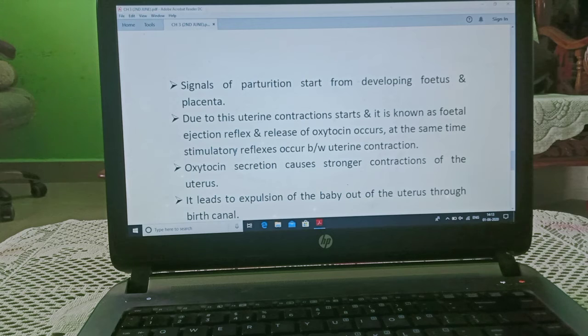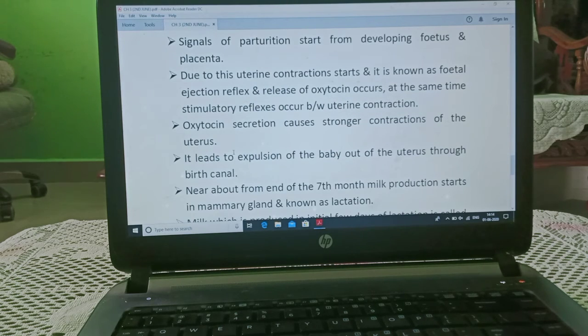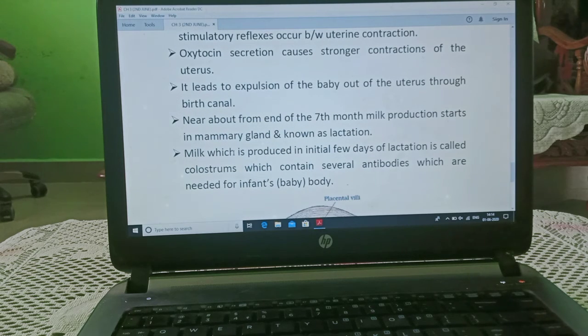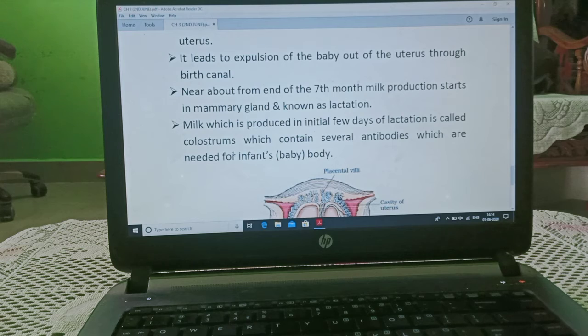At the same time, stimulatory reflexes occur between the uterine contractions also. Oxytocin secretion causes stronger contraction of the uterus. It leads to expulsion of the baby out of the uterus through the birth canal. Near the end of the 7th month, milk production starts in the mammary gland, which is known as lactation. Milk produced in the initial few days of lactation is known as colostrum, which contains several antibodies needed for the infant, meaning the baby's body.